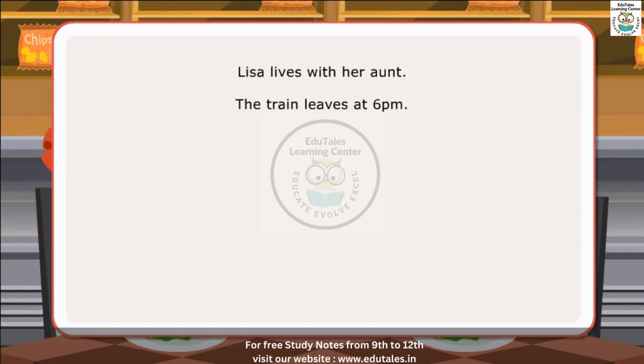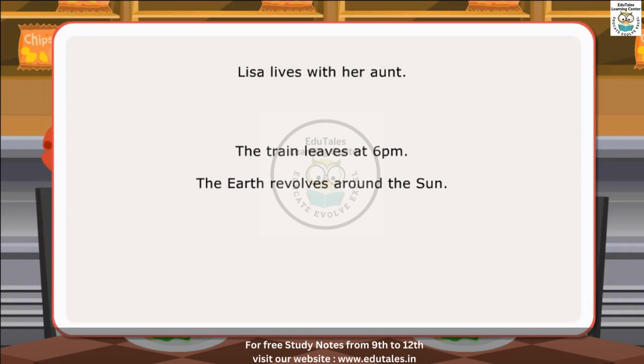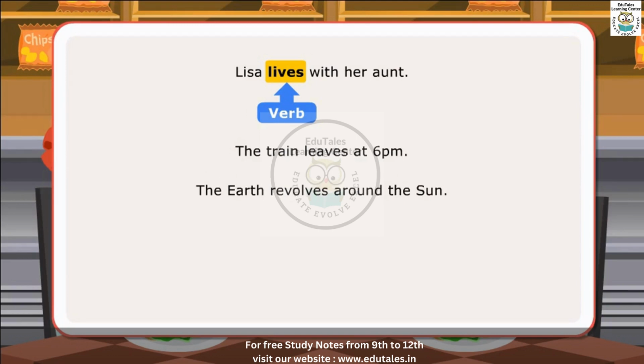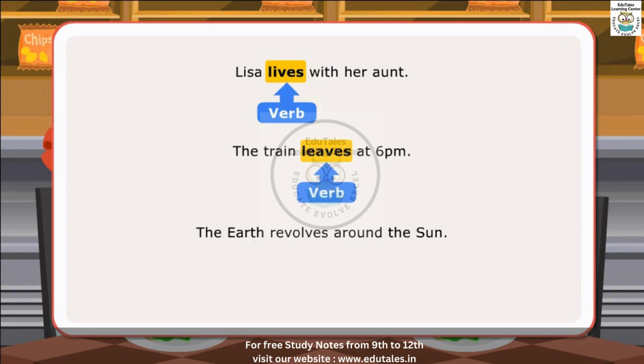Lisa lives with her aunt. The train leaves at 6 p.m. The earth revolves around the sun. In the first sentence, the verb lives tells us what generally happens and is simple present tense. In the next sentence, the verb leaves is simple present tense as it tells about a future event which is part of a fixed timetable.